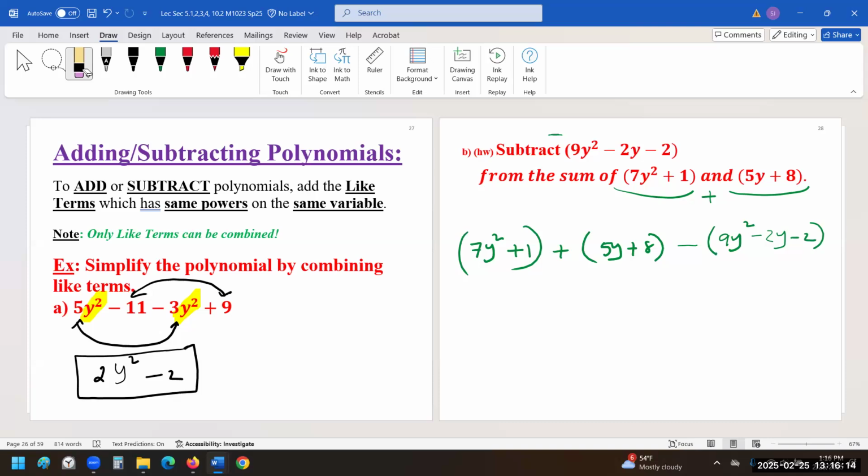Leandra, go ahead. They don't have the same exponent, but they still have the same variable. They are still like terms.